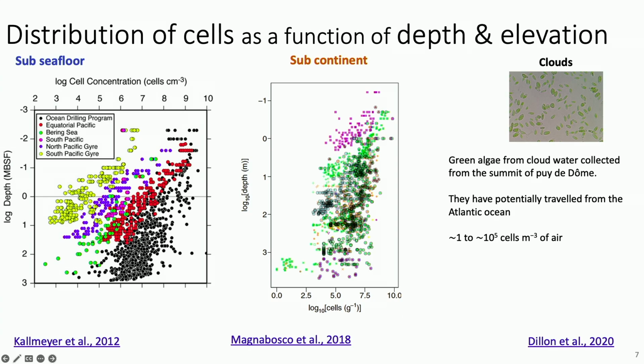As we mentioned, most of the biosphere in terms of individuals, so the cell numbers, is located at depth. I wanted to show how those cells are distributed as a function of depth, but also to give you an idea that we also have cells in the atmosphere, in the clouds. So when we start with the cell numbers at the surface here, of those two graphs, the left one is for the subsea floor, the right one is for the subcontinental, and then I will talk later on about the clouds.